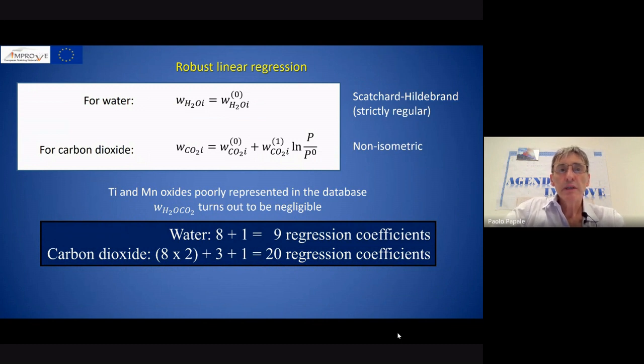At the end, the number of model coefficients determined by data regression is only 9 for water, given by 8 binary interaction coefficients, plus the reference fugacity at P0 and T0, and it is 20 for carbon dioxide, given by 16 binary interaction coefficients, plus the reference fugacity at P0 and T0, plus 3 coefficients determining the reference volume for dissolved carbon dioxide.